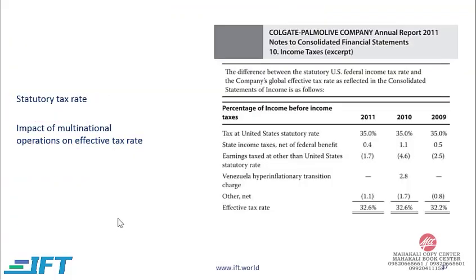Here we have the numbers for Colgate-Palmolive. The statutory tax rate is 35%. And this column shows the impact of earnings taxed at other than the US tax rate. Notice that over the years, the impact has been negative. In other words, by operating in other countries, this particular company managed to reduce its effective tax rate.